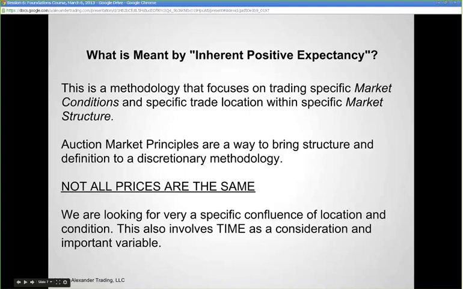Once you understand and you really have immersed yourself in this, this becomes quite natural to you: to trade the market, trade market condition, and to trade market structure. And this is how you bring structure and definition to a discretionary methodology.